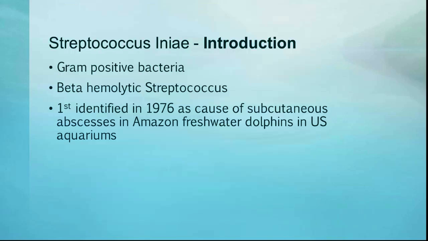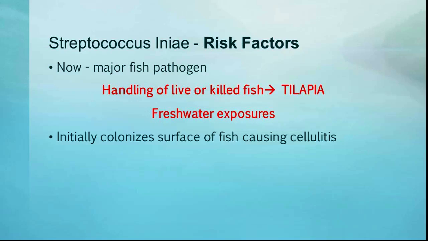So Streptococcus iniae is again another gram-positive bacteria. It's in the Streptococcus family. And it was initially identified in 1976 as the cause of abscesses in dolphins in U.S. aquariums. So back in 1976, this was identified as the cause of the dolphin abscess.